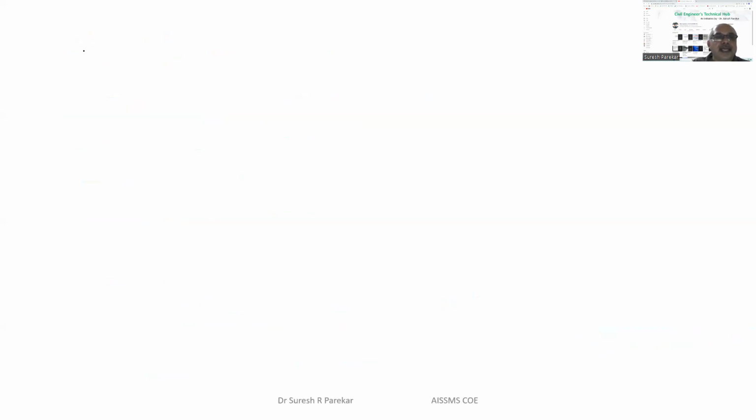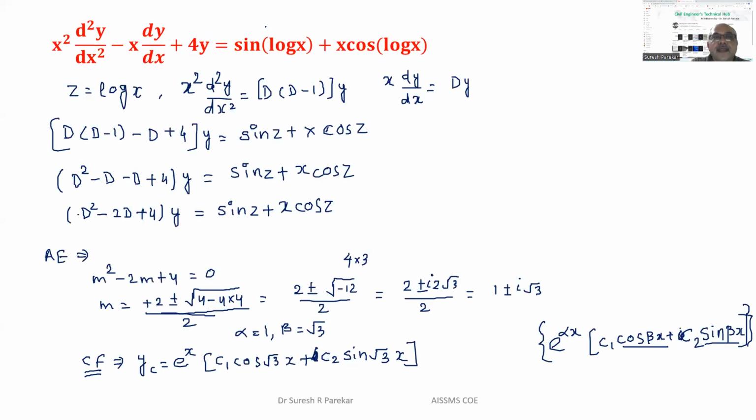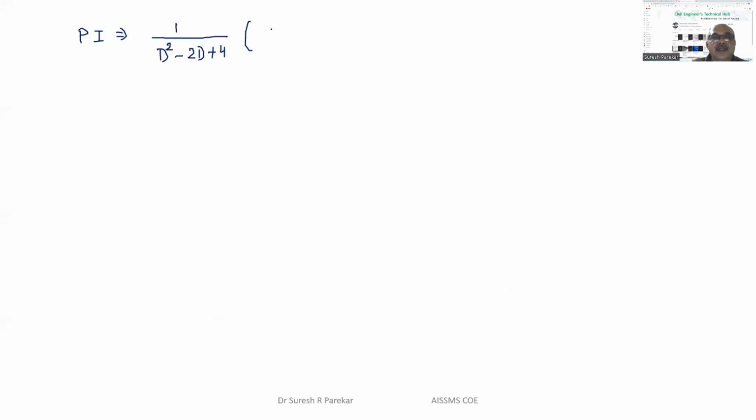Now the particular integral becomes easy. You can see we have this particular integral. In the same fashion we have 1 upon D squared minus 2D plus 4, and here we first have sin z and x cos z.